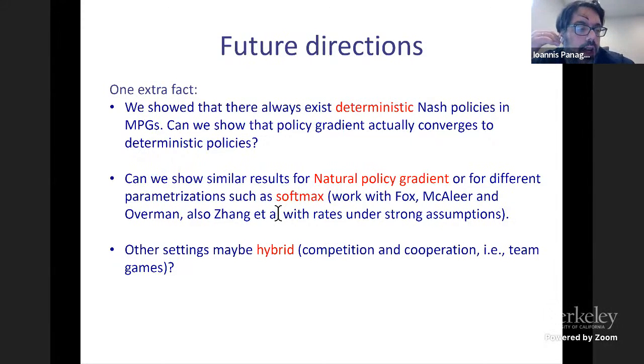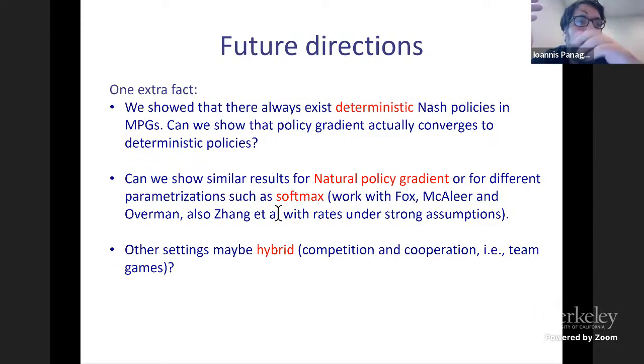But even more conceptually interesting is to go beyond competition or cooperation. Right now, most of the results we have seen for Nash policies talk about either zero-sum games or potential games. Also, I want you to note that trivially, if you have full cooperation, this is a Markov potential game: if everybody gets the same reward, then the potential is just the value of all the players. So Markov potential games trivially capture full cooperation.